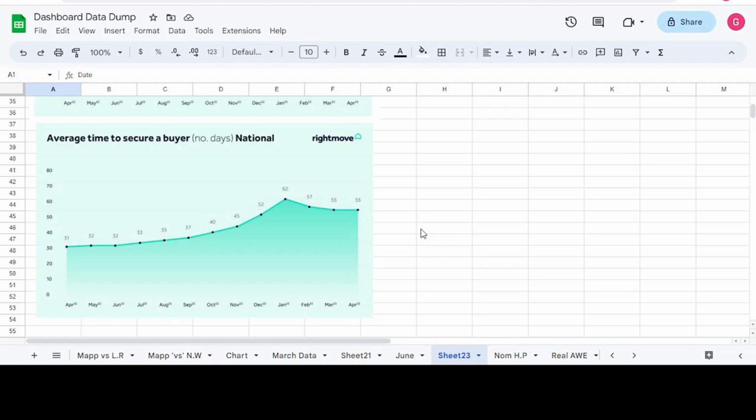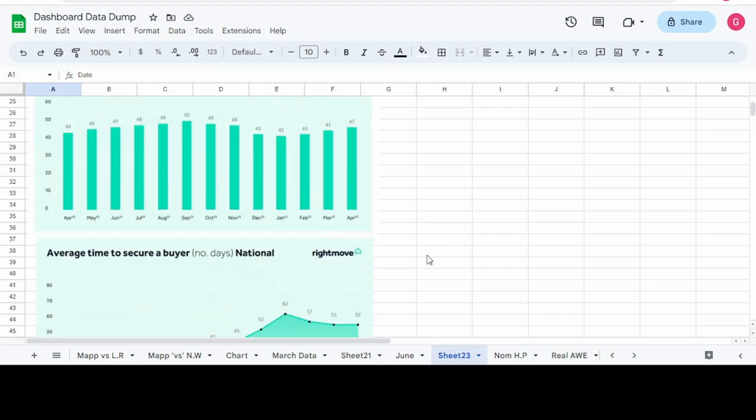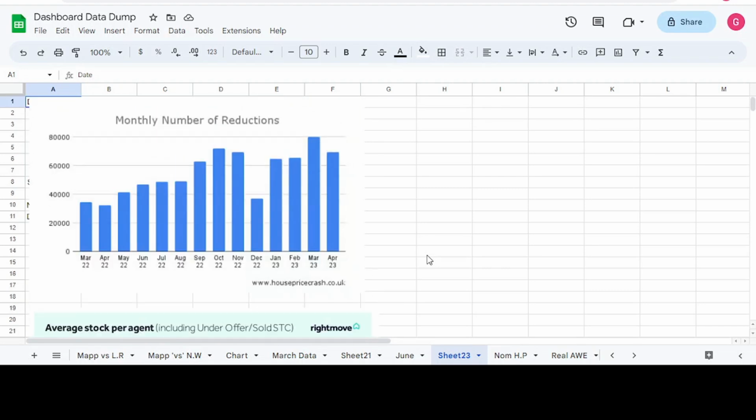So we're seeing increased supply, we're seeing from RICS lower demand, and we're seeing that play through as the average time to secure a buyer is up dramatically. Fair enough, you might say. But I can go one step further. If we take a look at the monthly number of reductions on Rightmove, we can see that the April data has jumped enormously when compared to April of 2022.